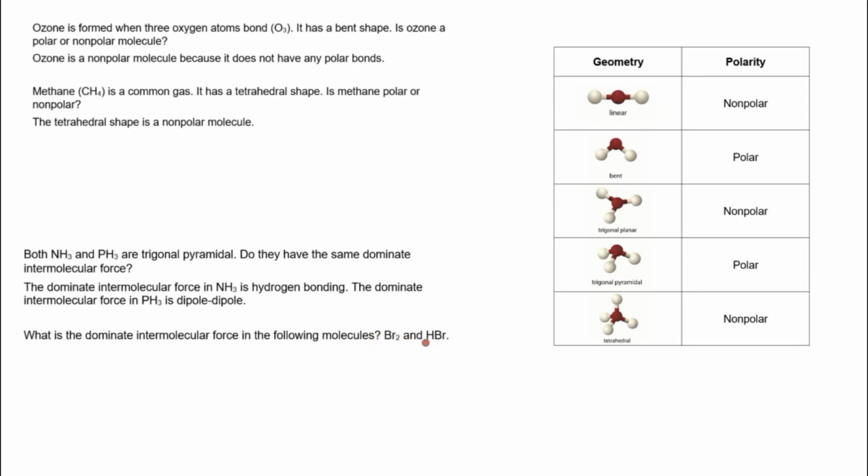What about hydrobromic acid? It looks like maybe it could have hydrogen bonding, but we don't have a hydrogen bonded to a fluorine, oxygen, or nitrogen. But it is a polar molecule because there will be a difference in electronegativity between hydrogen and bromine. So hydrobromic acid will have dipole. Again, you can see even though these structures are very similar, they have very dissimilar intermolecular forces.